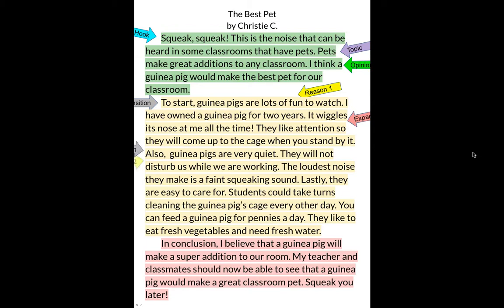Also, guinea pigs are very quiet. They will not disturb us while we are working. The loudest noise they make is a faint squeaking sound. Lastly, they are easy to care for. Students can take turns cleaning up the guinea pig's cage every other day. You could feed a guinea pig for pennies a day. They like to eat fresh vegetables and need fresh water. In conclusion, I believe that a guinea pig will make a super addition to our classroom. My teacher and classmates should now be able to see that a guinea pig would make a great classroom pet.